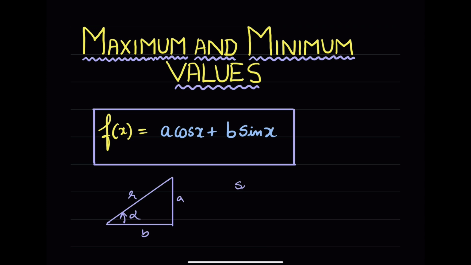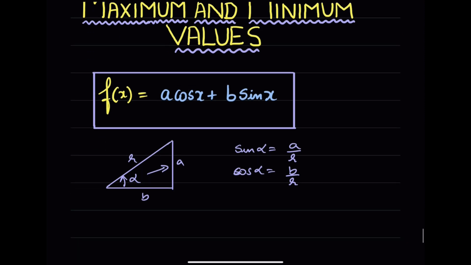In this case, we will have sine alpha equal to opposite by hypotenuse, which is a by r. So this is the opposite side, and cos alpha would be equal to b by r. So we will have a equal to r sine alpha and b equal to r cos alpha.